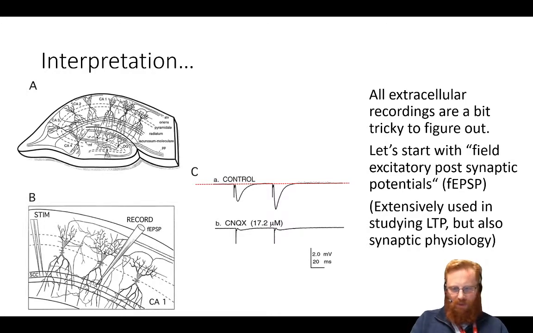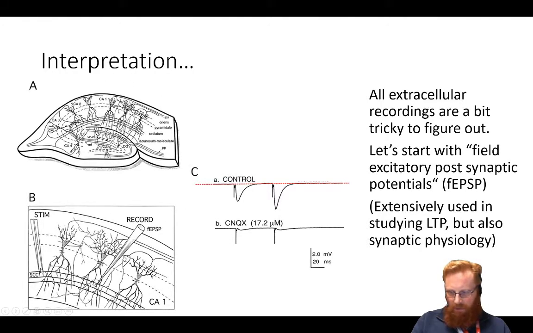So this, what we see here in the middle in C, is the most classical example of the field excitatory postsynaptic potential. So field, meaning it's recorded outside of the cell. It's a field potential. It's a local field potential. It's the voltage outside the cell. And it's a field excitatory postsynaptic potential. So this is what you see outside the cell when a whole bunch of cells are being depolarized. And the best place to do this is in CA1 of the hippocampus.